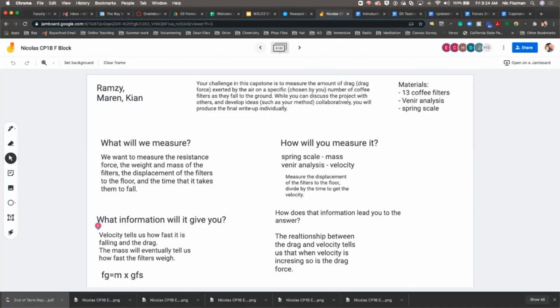Does it matter how high up you drop the coffee filters? Or how long the coffee filters fall for? I think it matters to some extent. Like if you drop it right above the floor, then it won't be able to reach its maximum speed. But if you raise it up and it's going at its maximum speed, then I don't think it really matters. Okay.